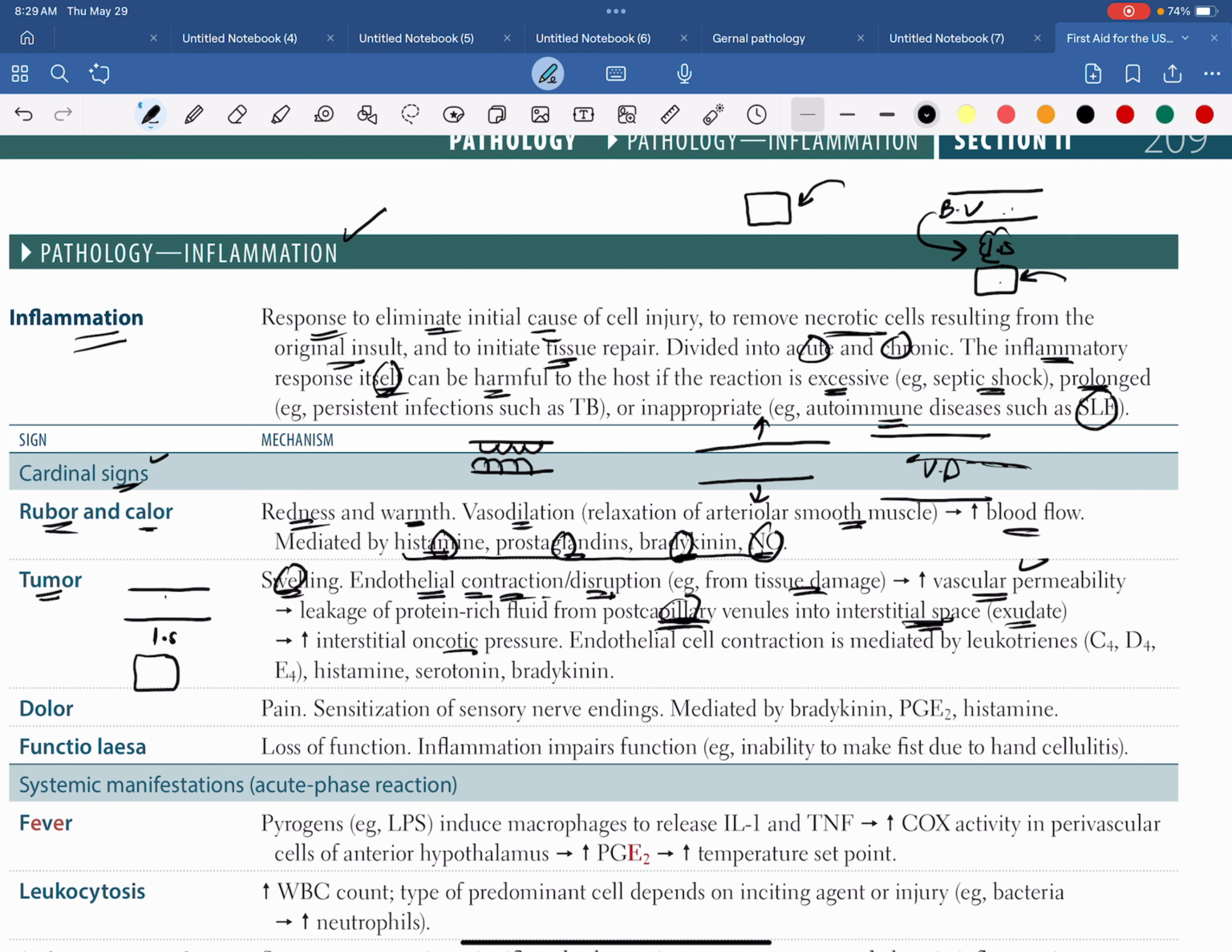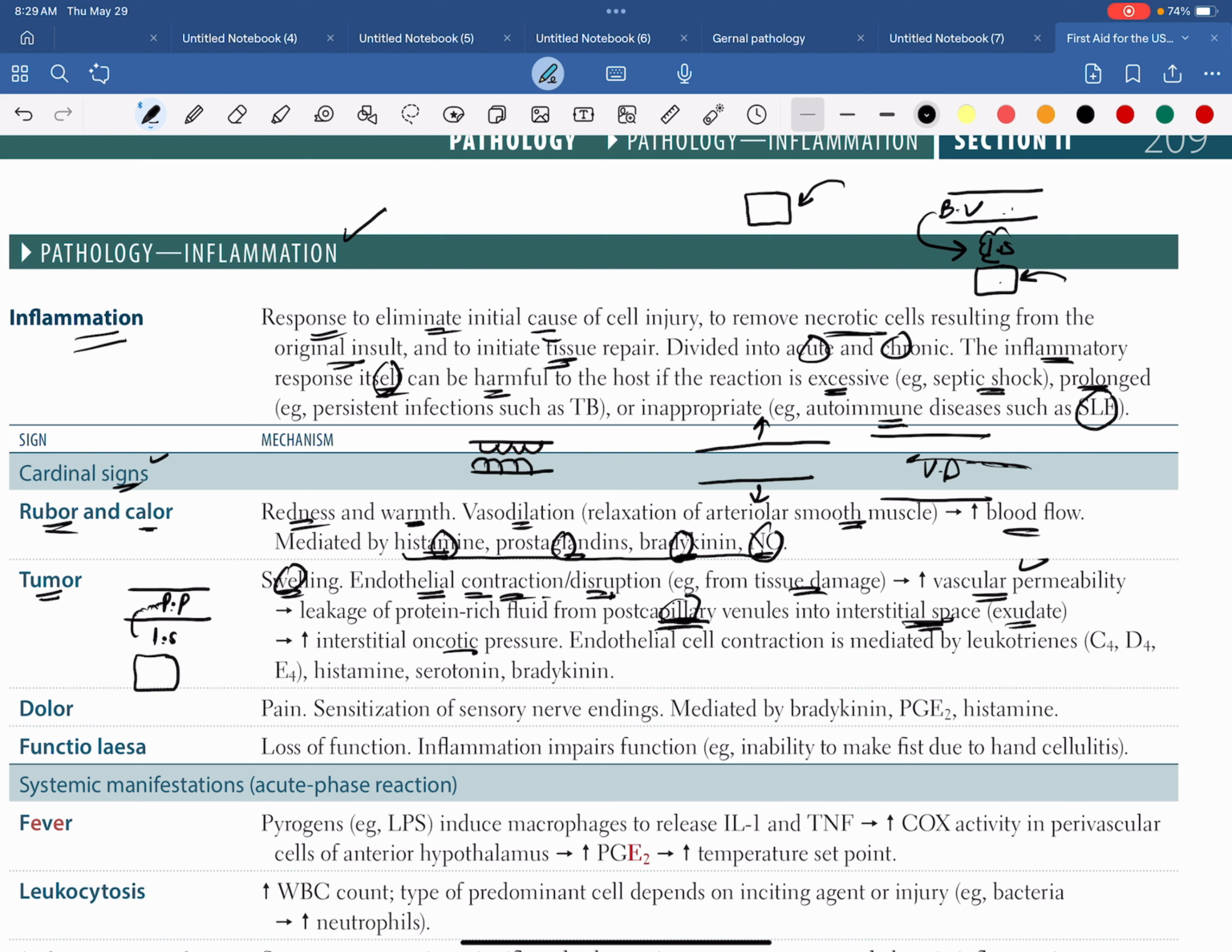So normally the plasma proteins are present in the blood. During the inflammation, when these plasma proteins come into the interstitial space, where the plasma protein goes, there it will lead to increased oncotic pressure.